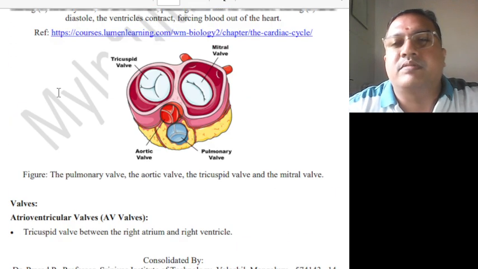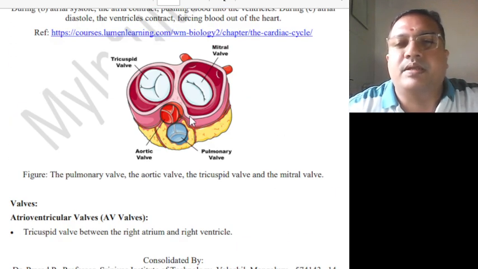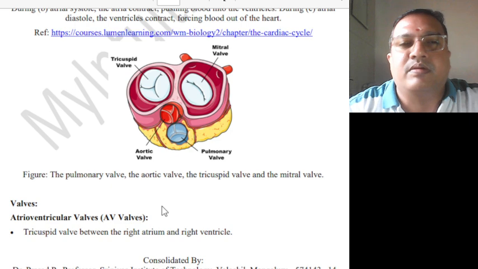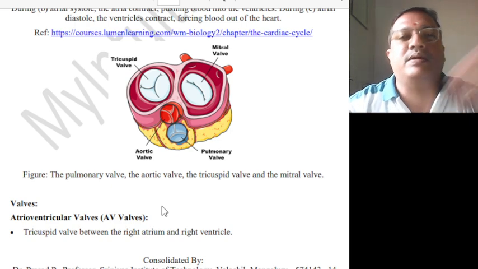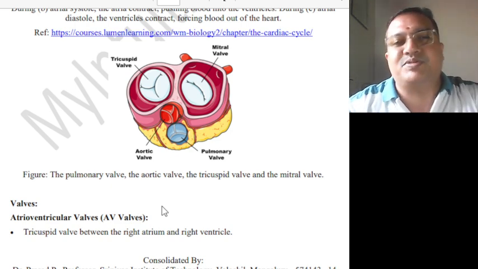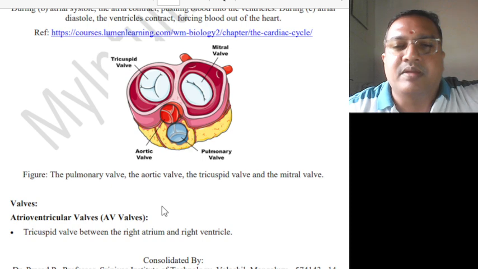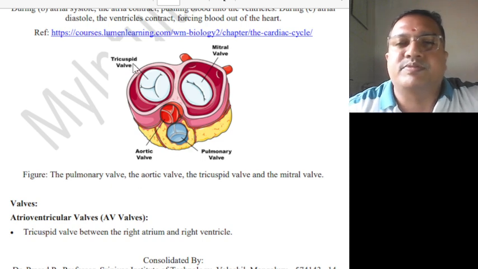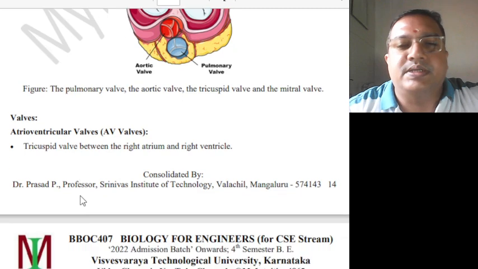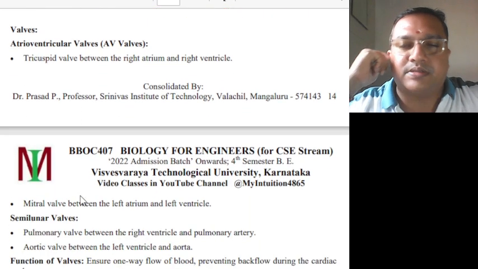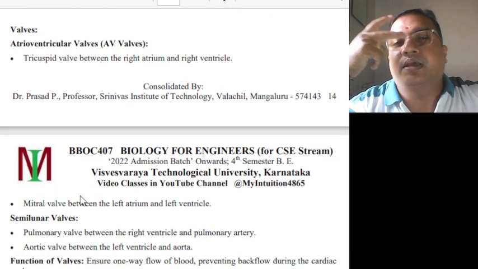Now, the different valves. Again, another image which I have collected shows exactly the shape of the four different valves. Valves are needed because otherwise blood would go back. It should flow in one direction. That's why we use the valves. So you can see the tricuspid valve, aortic valve, pulmonary valve, and mitral valve. We should understand the terms which are used.